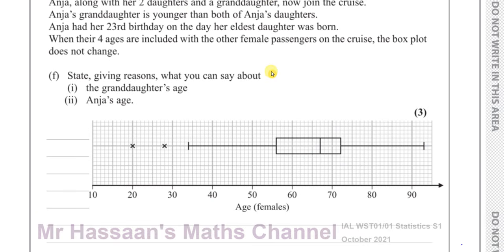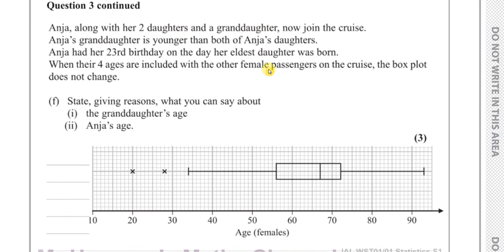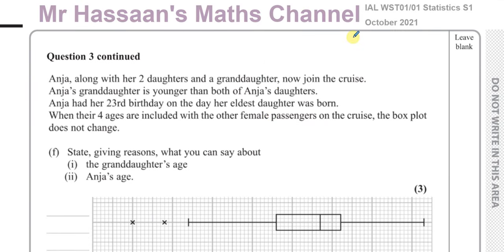Okay. Now part F says, Anja, along with her 2 daughters and a granddaughter, now join the cruise. Anja's granddaughter is younger than both of Anja's daughters. Anja had her 23rd birthday on the day her eldest daughter was born. So that means she's exactly 23 years older than her eldest daughter. When their 4 ages are included with the other female passengers on the cruise, the box plot does not change. State, giving reasons, what you can say about the granddaughter's age.